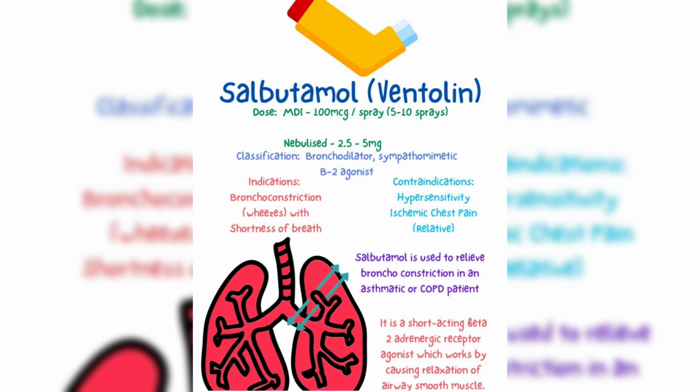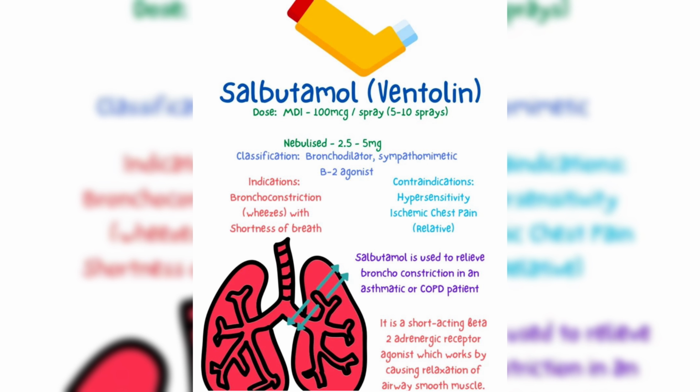Our second medicine is salbutamol, also known as Ventolin. Dose: metered dose inhaler, 100 micrograms per spray, 5 to 10 sprays. For nebulization, the recommended dose is 2.5 to 5 milligrams. Classification: bronchodilator, sympathomimetic beta-2 agonist. Indications: bronchoconstriction, wheezes with shortness of breath.